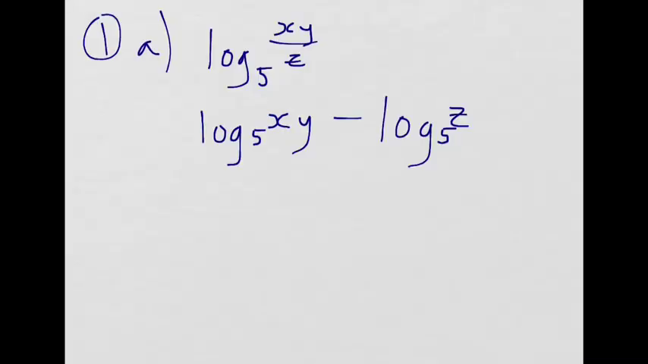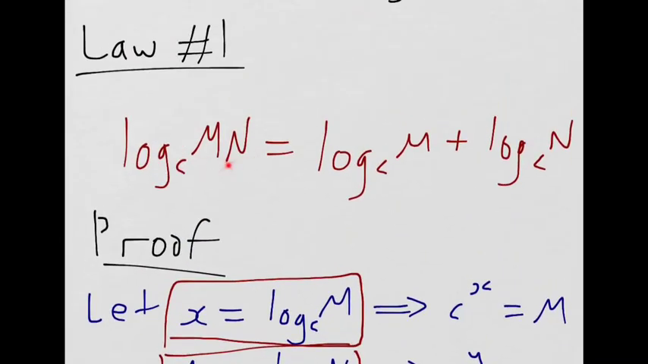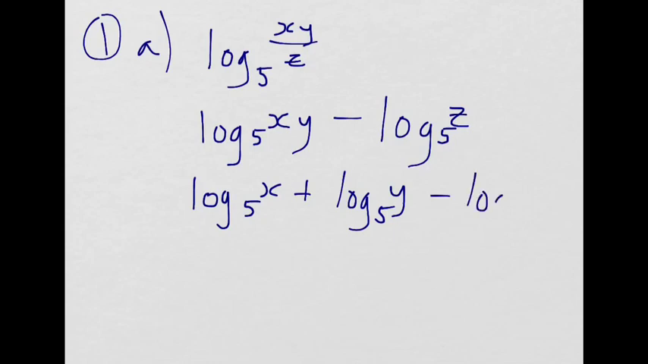The next thing I'm going to do, can you see it? It's one more split. How am I going to split this? Yeah, according to the first law up here, whenever I'm multiplying two things in a logarithm, I can split it into two separate logarithms where each of those logarithms are added together with the same base. So I'm going to take log xy base 5 and write it as log x base 5 plus log y base 5 minus still log z base 5.